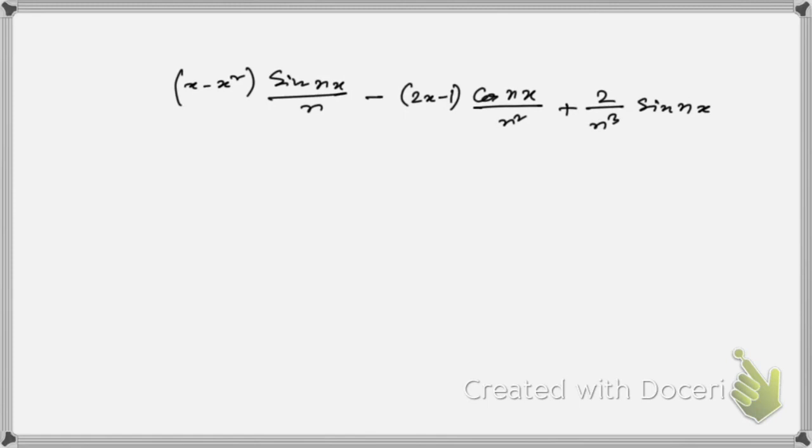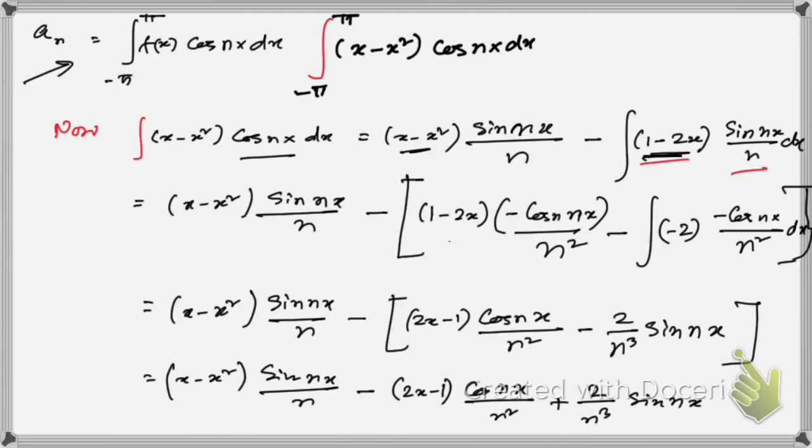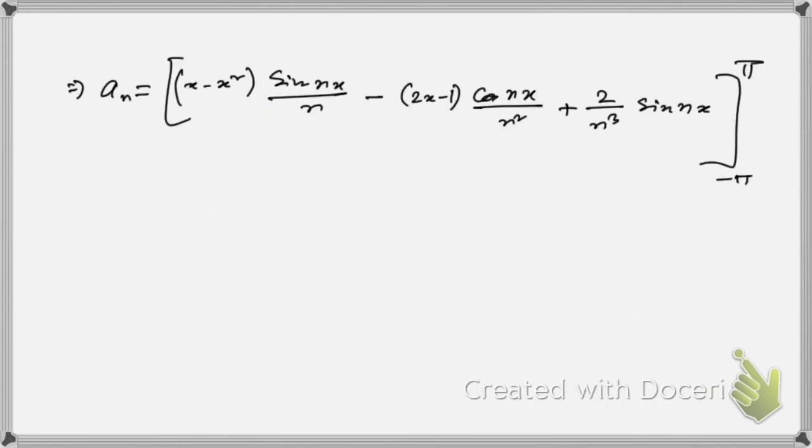So here you can see, we need to find a n, which should be integrated from minus pi to plus pi, not 0 to pi. So this is the formula to calculate a n, right? We have to integrate this from minus pi to plus pi, and the result of the integral is this one. So that's why we have written it this way. Hope you have understood this.